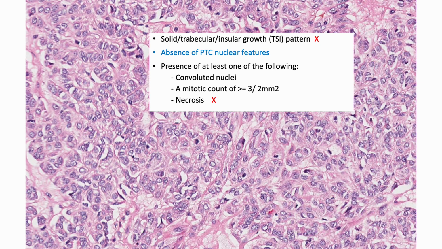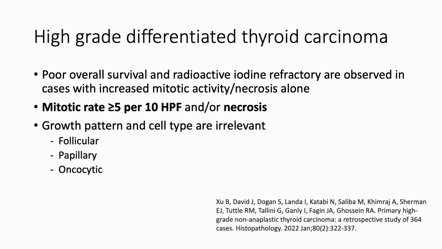Clinicians questioned whether tumors like these behaved less aggressively. Research from Dr. Ghossein's group at Memorial Sloan Kettering showed that many thyroid carcinomas that did not meet Turin criteria nonetheless behaved just as aggressively. They found that aggressiveness correlated best with mitotic rate greater than or equal to 5 per 10 HPF and/or tumor necrosis, regardless of growth pattern or cell type. This led to the recognition of a second category, high-grade differentiated thyroid carcinoma, which is not poorly differentiated by histology, but with the presence of increased mitotic activity and/or necrosis.